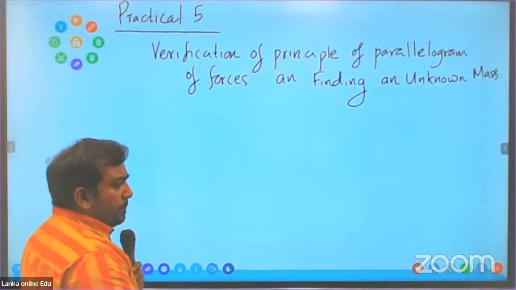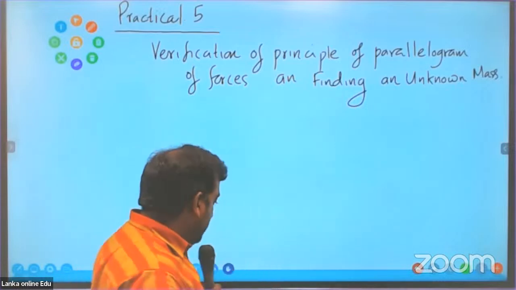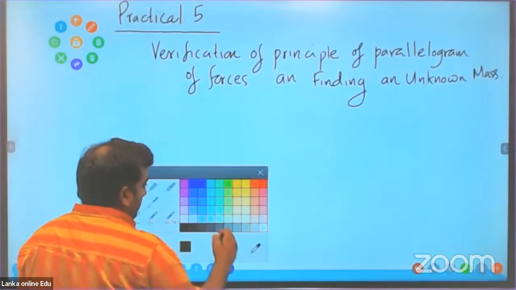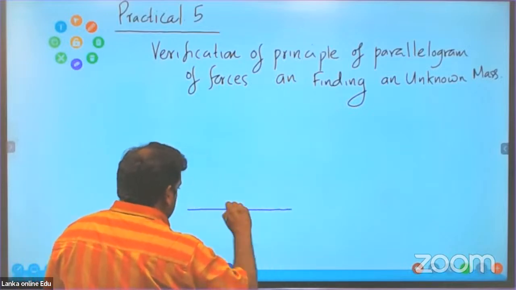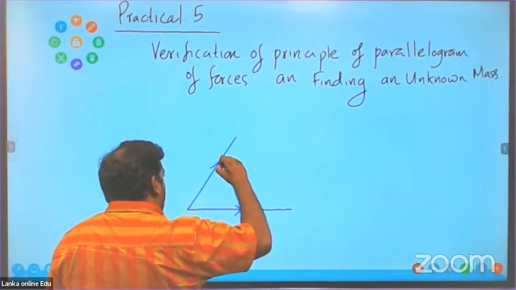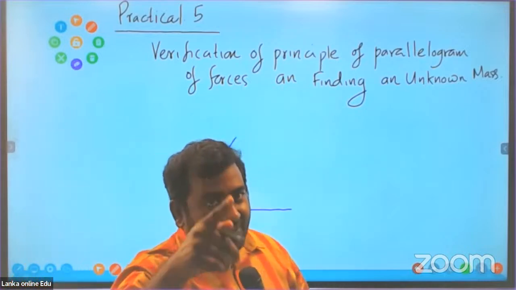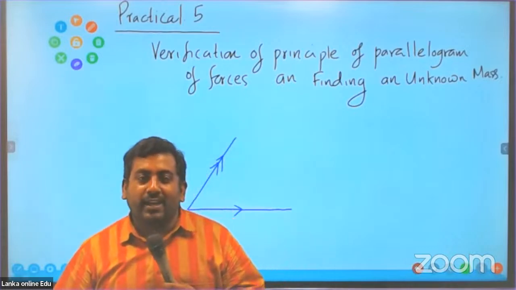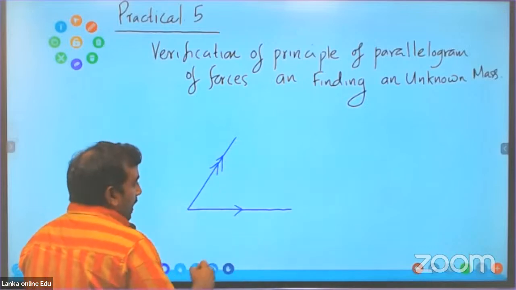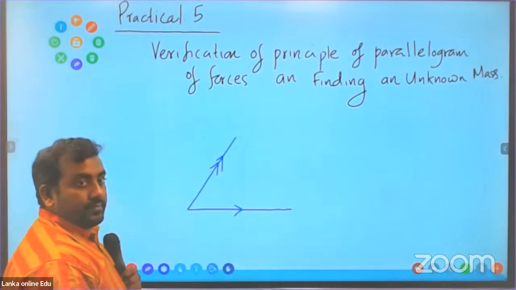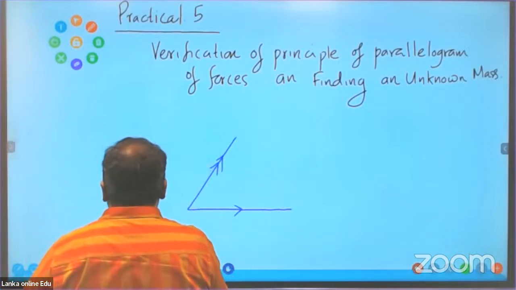Now, what do you mean by the principle of parallelogram of forces? Very simple. If you represent two forces on adjacent sides of a parallelogram, where do you remember this? You remember this when we learned vectors: R squared equals P squared plus Q squared plus 2PQ cos theta. So if two forces are represented on adjacent sides of a parallelogram, the main diagonal will give you the resultant.